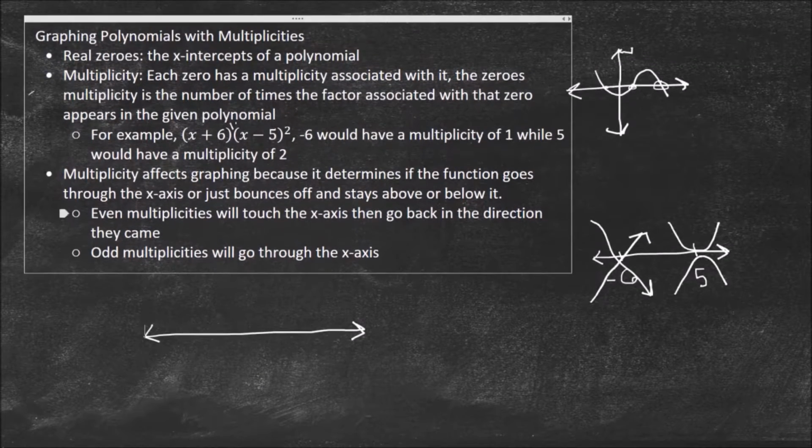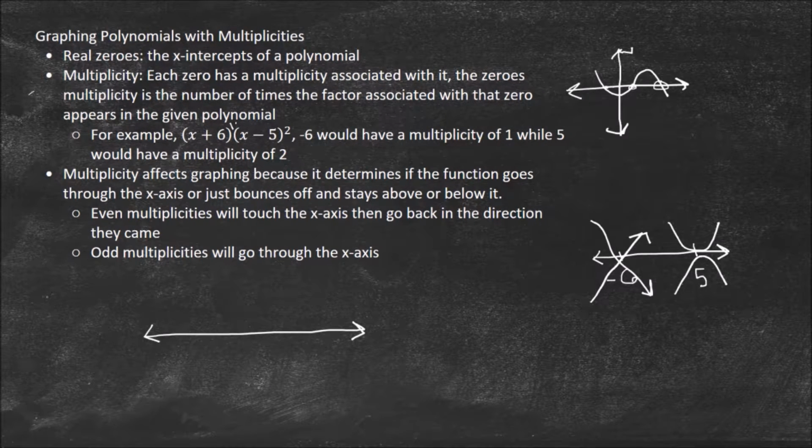But let's look at this example. So first, let's determine if it's an odd or even degree. Well, we have x plus 6 to the first, then we have x minus 5 squared. So to figure out the total degree, we just need to add those up. We have 1 on the x plus 6, and we have 2 on the x minus 5. So our total degree is 3, so I'll write that here. We've got degree 3, so we have an odd degree.